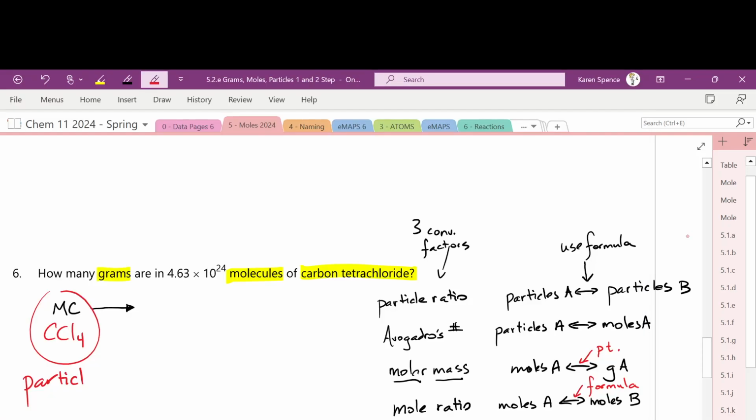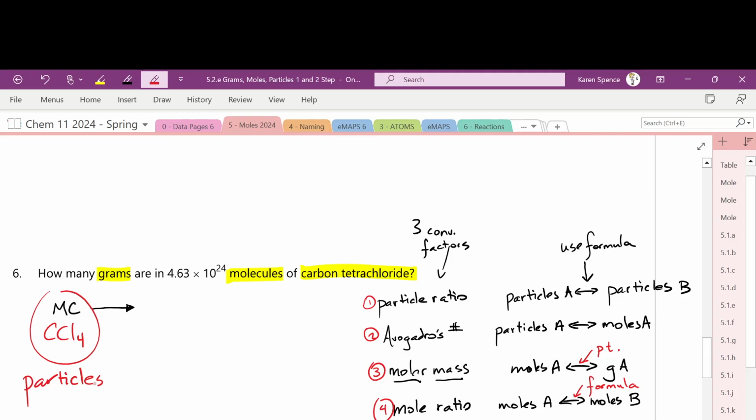This is for the benefit of those who are joining us via video. You should know these 1, 2, 3, 4 conversion factors for tomorrow's quiz. Memorize them. All right, and we're starting with molecules of CCl4.